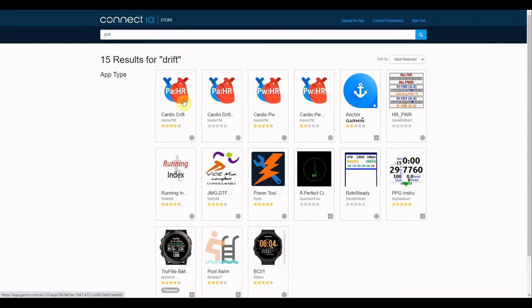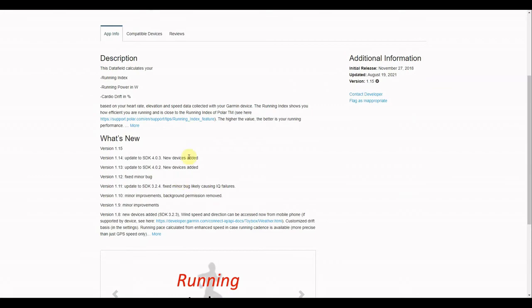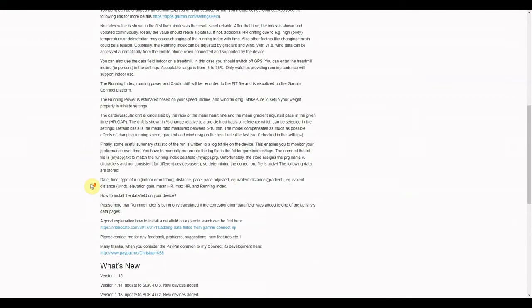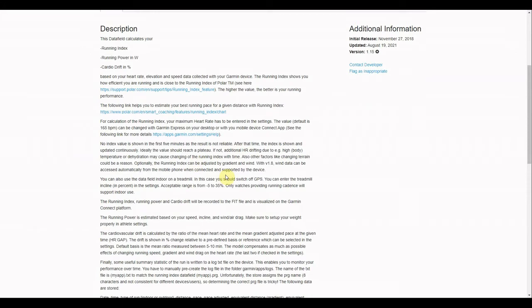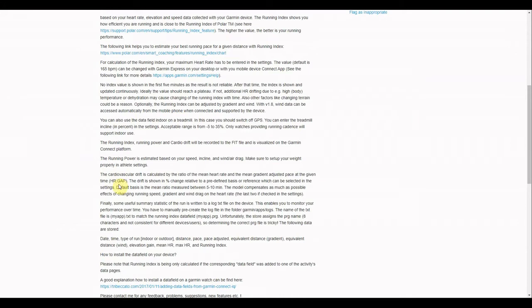I didn't test it, so I cannot really comment. I used this one, running index. So this one is more live in the sense that they compute, at a given time, the change in the ratio. So the ratio is not heart rate versus power, but heart rate versus pace, or more specifically pace adjusted per grade. So if you're running uphill, that should take that into account.